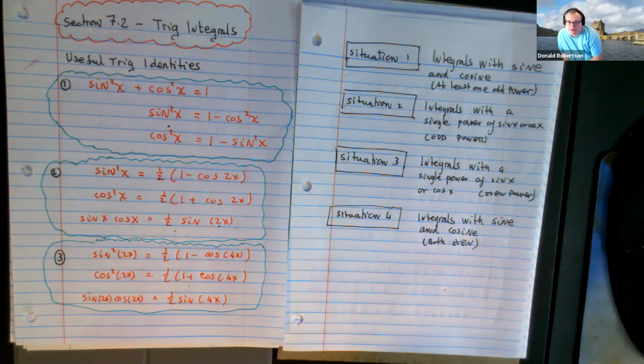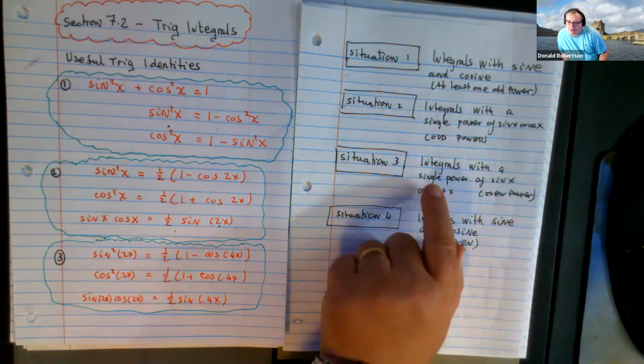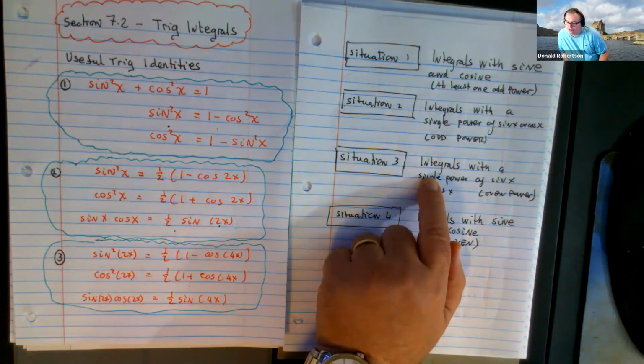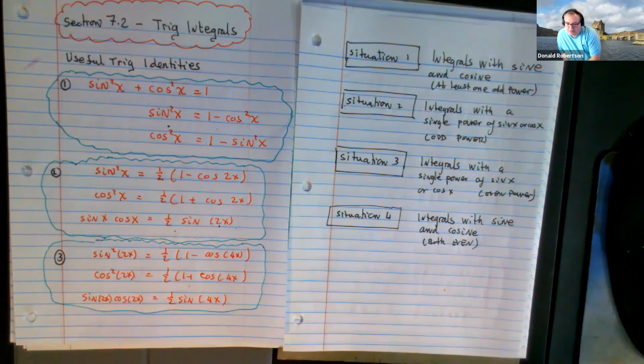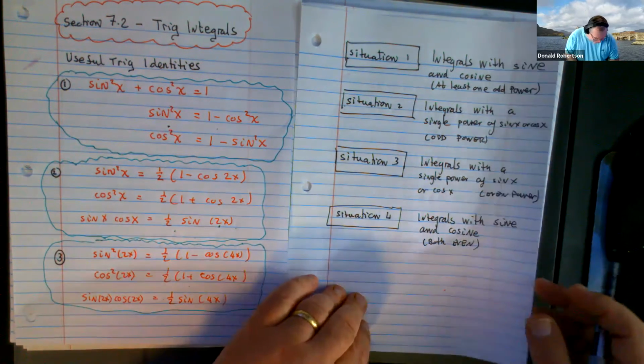That's situation 2. Situation 3 is how do you do an integral with a single power of sine x or cosine x, but they're even. So this is going to be things like sine squared x or cosine to the 4th x, just a single one. And lastly, how do you do sines and cosines when both are even? We're going to show you how you can integrate sine squared x cosine 4x. So let's jump right in with the first one.